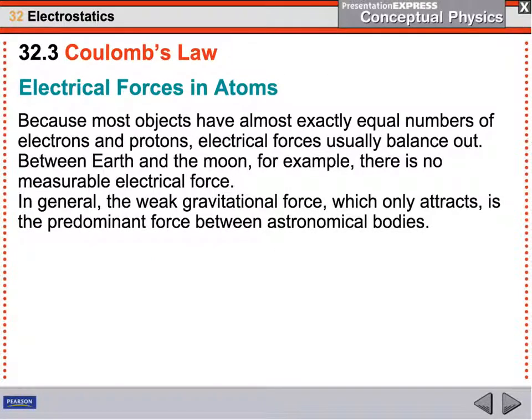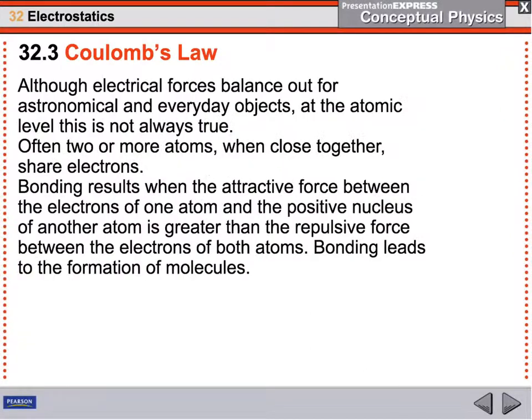Because most objects have almost exactly equal numbers of electrons and protons, electrical forces usually balance out. Between Earth and the Moon, for example, there is no measurable electrical force. In general, the weak gravitational force, which only attracts, is the predominant force between astronomical bodies.